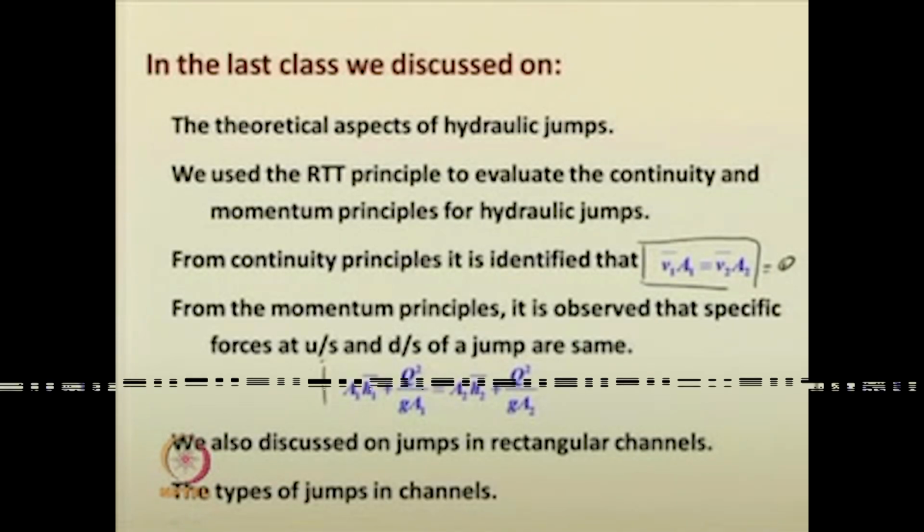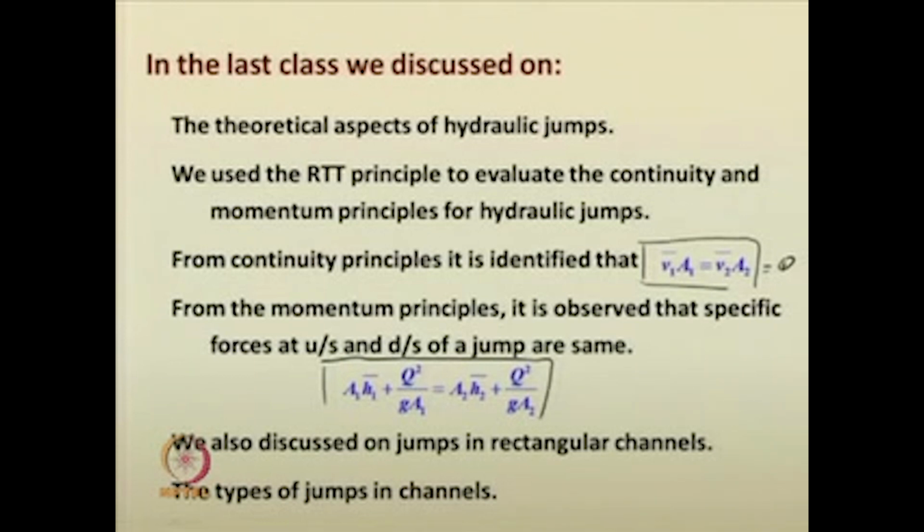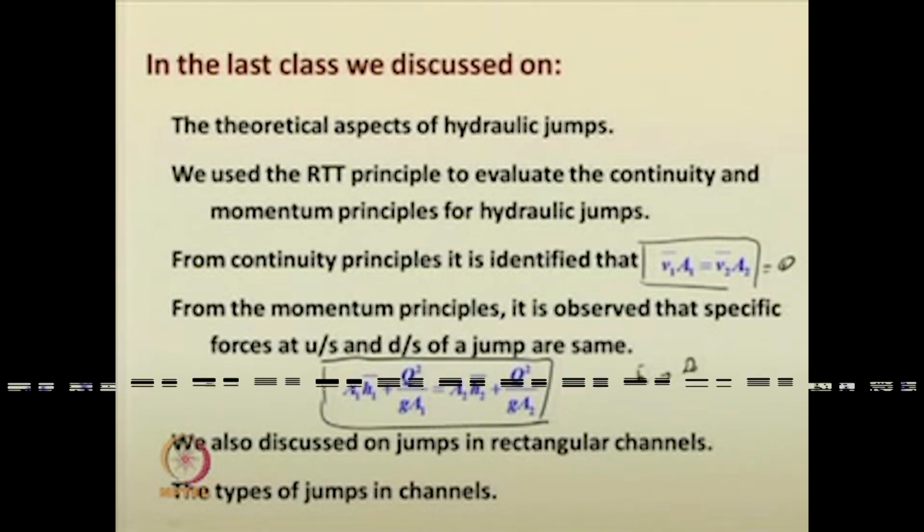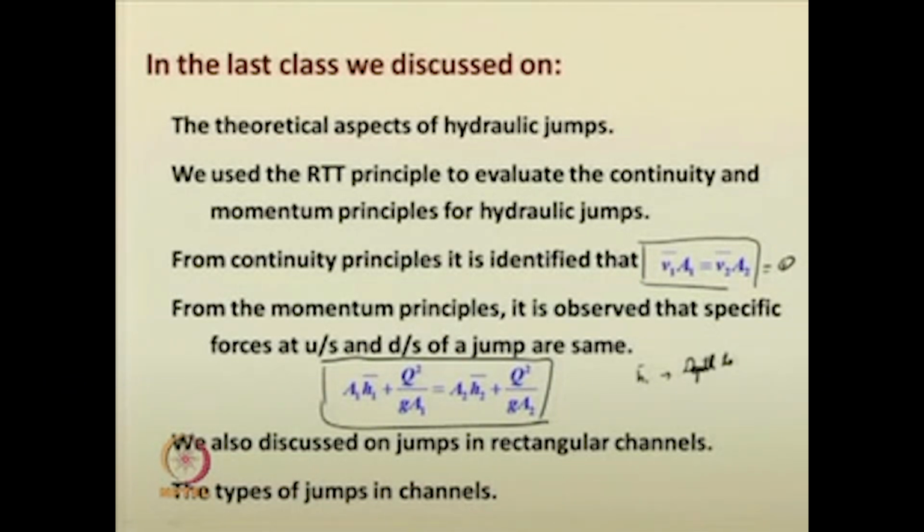The relationship of the specific force was given as such: A 1 h 1 bar plus q squared by g A 1 is equal to A 2 h 2 bar plus q squared by g A 2, where h 1 bar is the depth to the centroid in section 1, that is, in the upstream section. Similarly, h 2 bar is also the depth to the centroid in section 2.